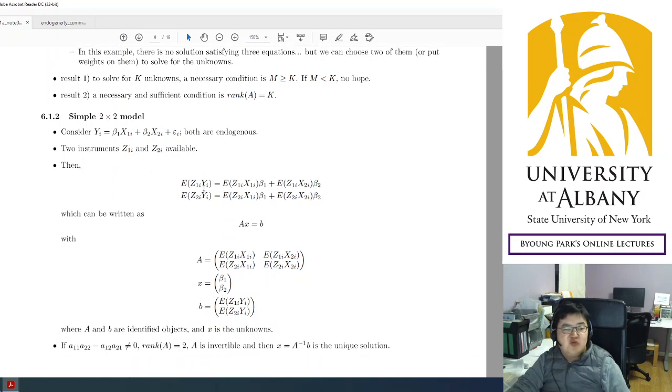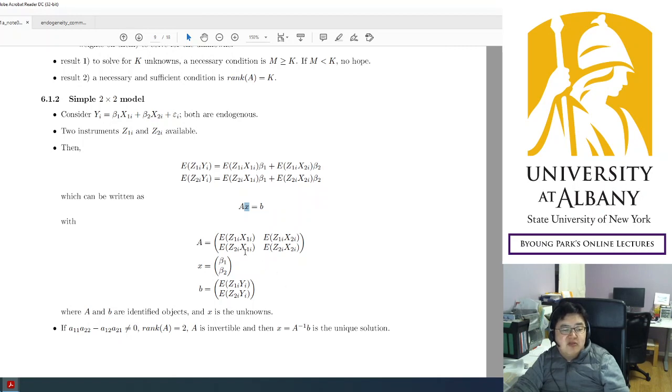Then this is exactly what we have done, and this can be written as Ax = b, like this, right? So the unknowns are beta 1 and beta 2, and the knowns are the expectations. All the expectations are identified from the data. So expectations are known, but the betas are not known. Then you need to solve for this. Solve this equation for x.